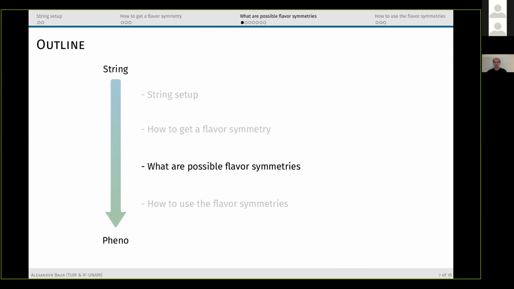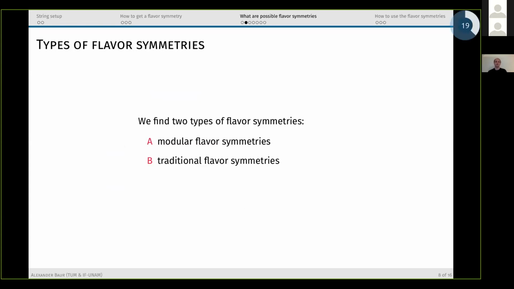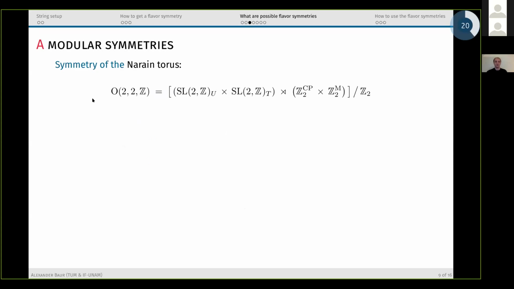Okay, so now that we know how to more or less get a flavor symmetry, let's take a look at what the possible flavor symmetries are, or what flavor symmetries we find. There we find more or less 2 types of flavor symmetries. We find the modular symmetries, which is kind of new. And we find those, I would like to call them traditional flavor symmetries, because they have been around for quite some time now. We're going to first take a look at modular symmetries, and after that at traditional flavor symmetries.